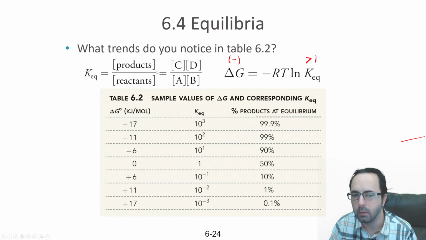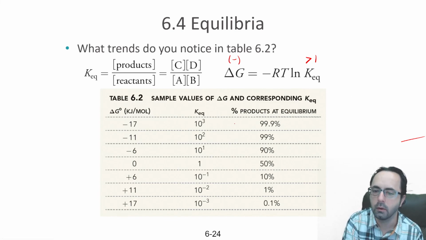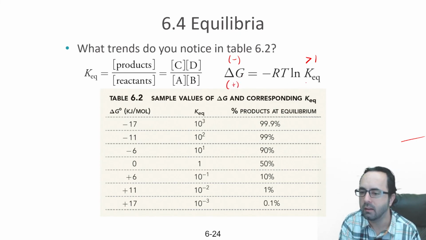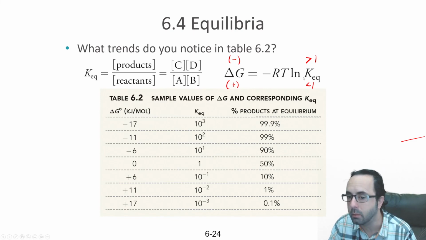So for K to be greater than 1, it means the C and D concentrations are greater than the A and B concentrations. If delta G is positive, so non-spontaneous, that means the natural log of K must be less than, so K must be less than 1, because the natural log of a number less than 1 is negative, and negative times negative is positive.